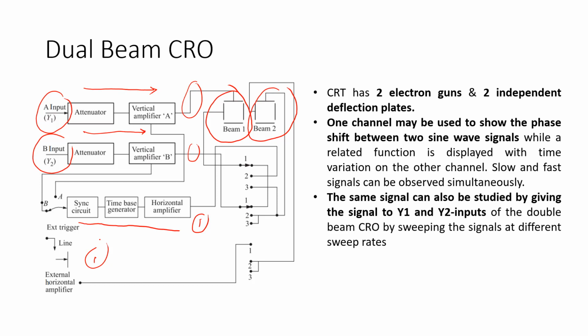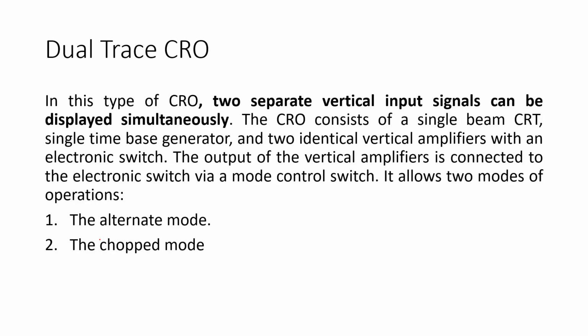A similar signal can also be observed by giving the signal to the Y1 and Y2 inputs. So we can sweep the signal at different sweep rates. So we can compare anything from one signal using this dual beam CRO. So this is the advantage of the dual beam CRO compared to the single beam CRO.